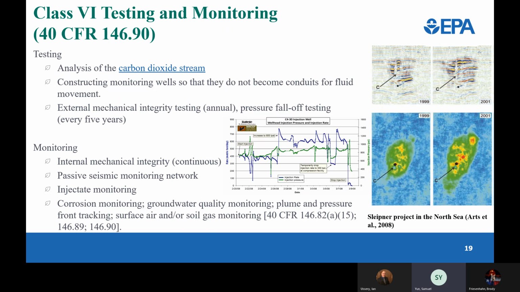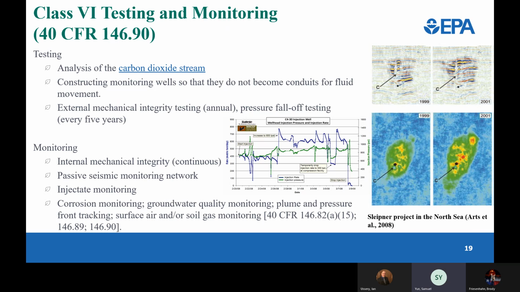The testing and monitoring requirements define the elements that must be included in the required testing and monitoring plan submitted with the Class 6 permit application and implemented throughout the project to demonstrate the safe operation of the injection well and track the position of the CO2 plume and pressure front.